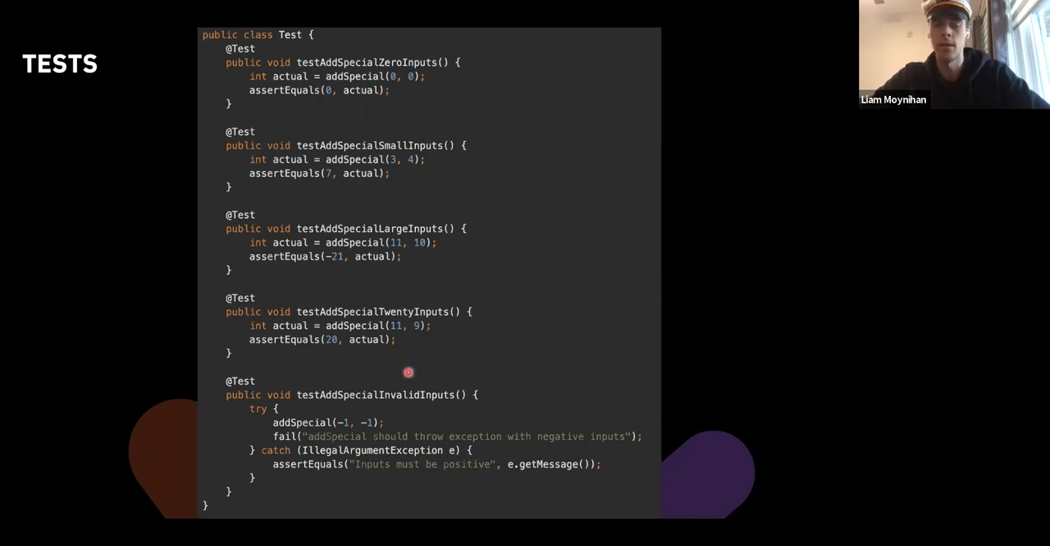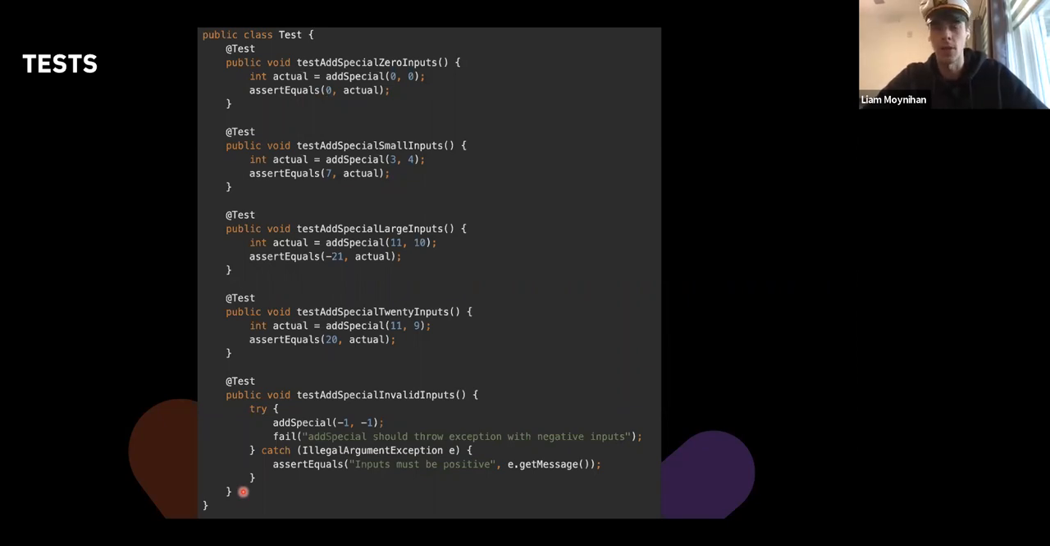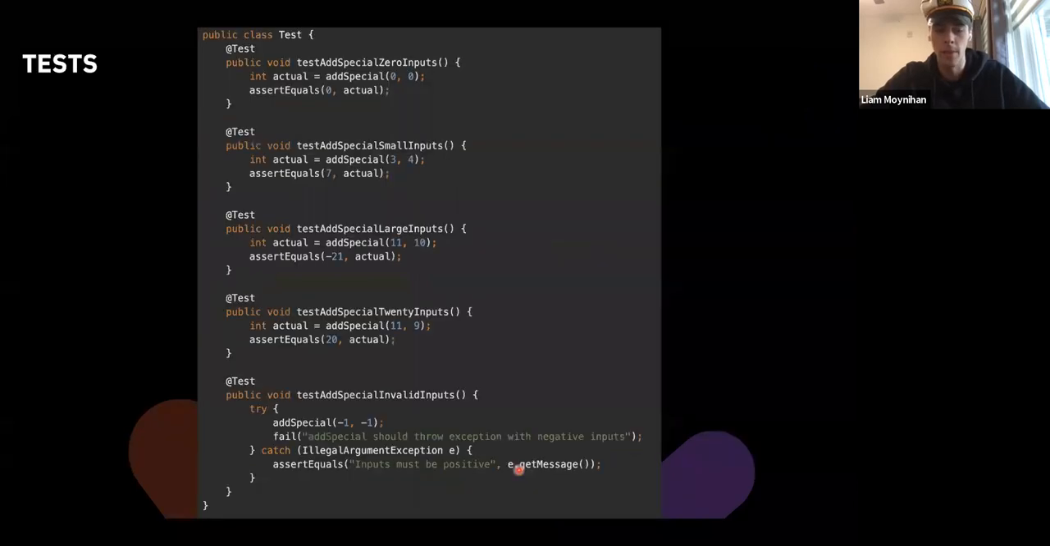And then down here at the bottom, when we're trying to test that exception case, we're going to be using a try catch block. If you guys have not seen a try catch block, essentially they're used for catching exceptions. You can see in our method when we're throwing this new illegal argument exception, we have to wrap the call in a try catch block, and we're going to say call add special with these negative inputs.